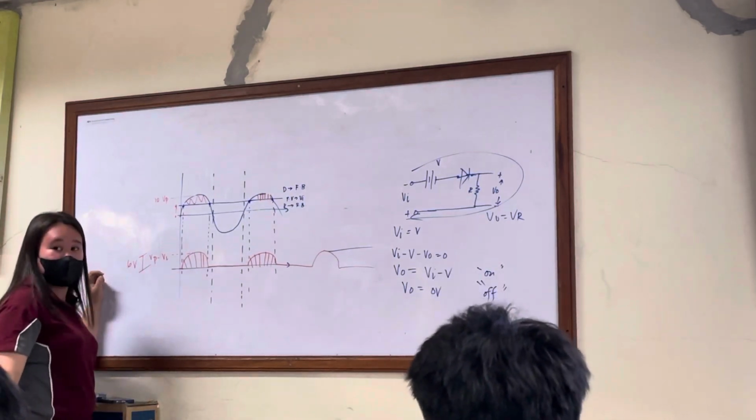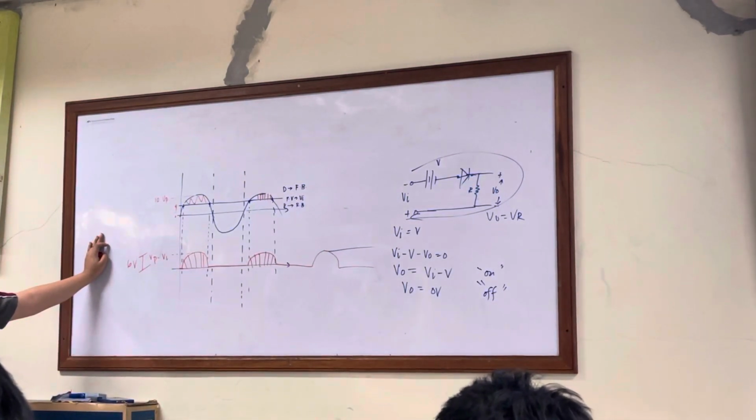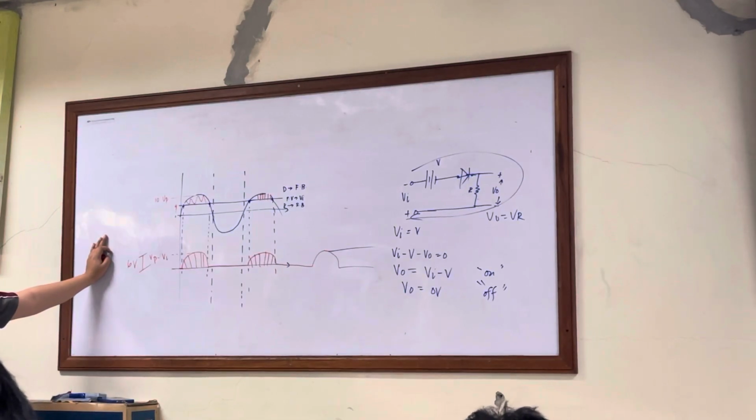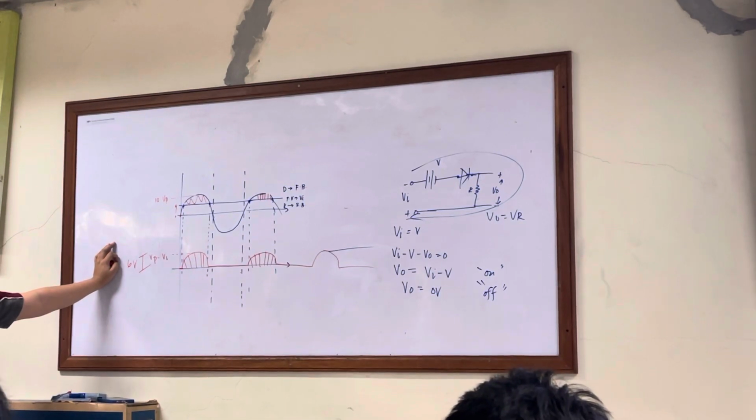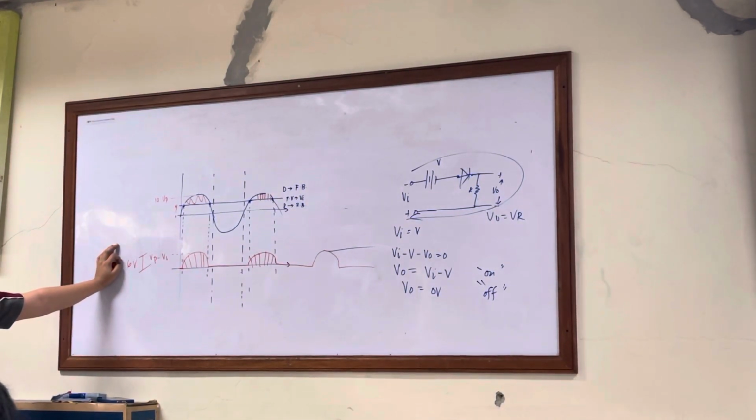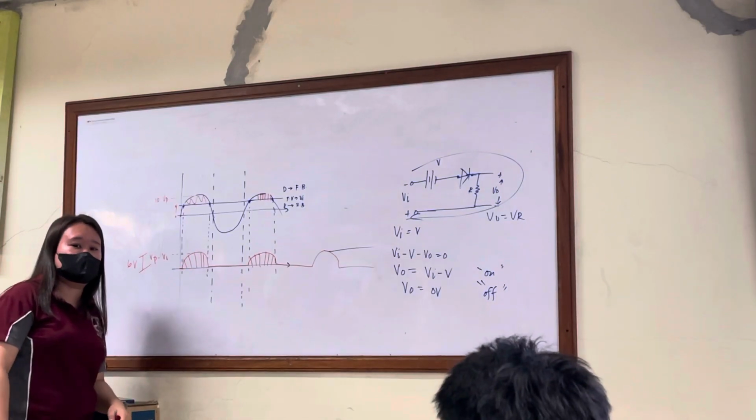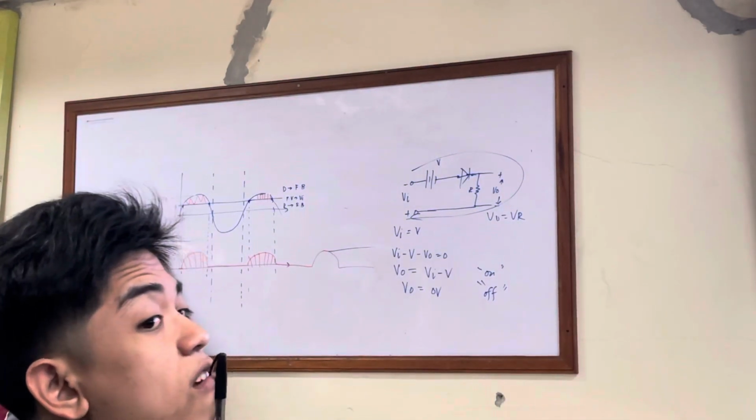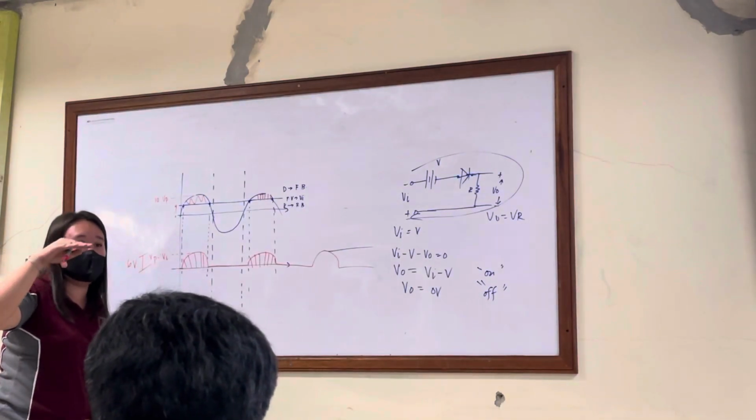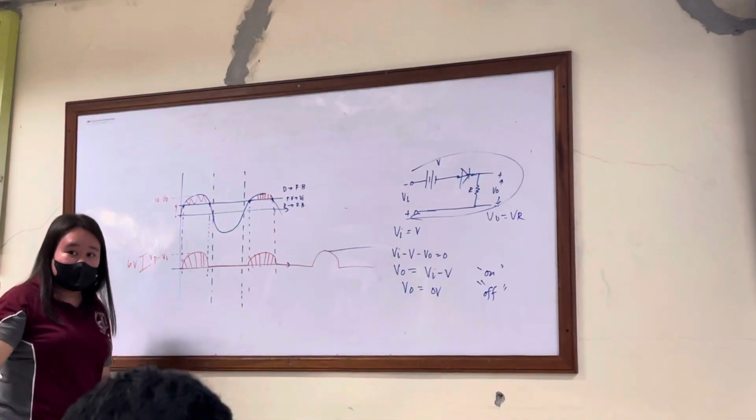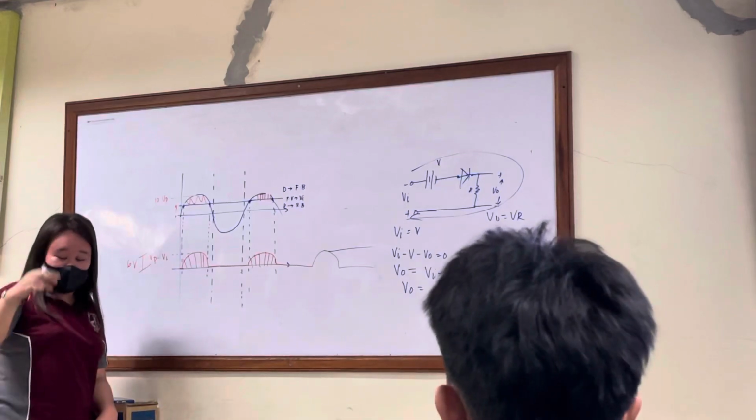Ma'am, is this the formula you mentioned? I understood the one in the video, ma'am, the transformer. I love you. Half-wave rectifier, I think. Okay. No, that's the rectifier, the V peak over pi. That's the formula for that.